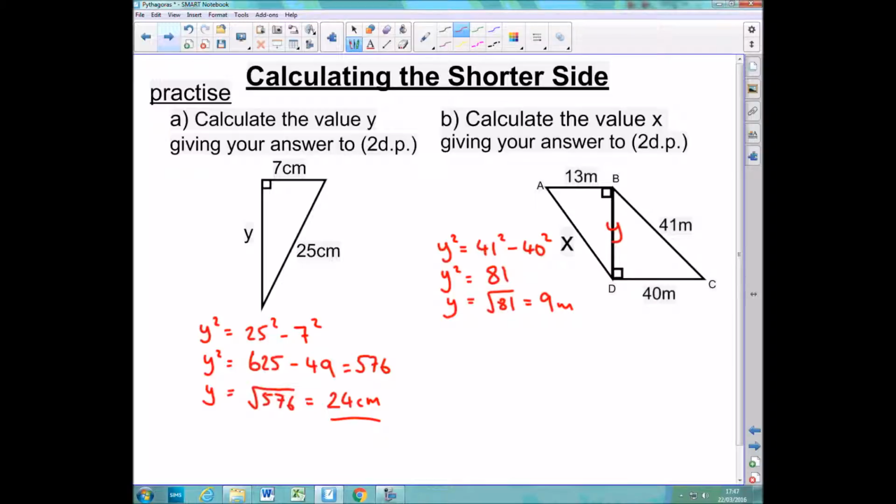So now that I know y, I can use it to find x. Now watch out here, because if you notice that x is the larger side, is the hypotenuse. So I'm going to go back to adding to find my hypotenuse out. So I've got x squared equals 13 squared plus 9 squared. Again, I can use my calculator to work all that out straight away, which equals 250. So my answer for x is going to be the square root of 250, which equals 15.81 meters to 2 decimal places.